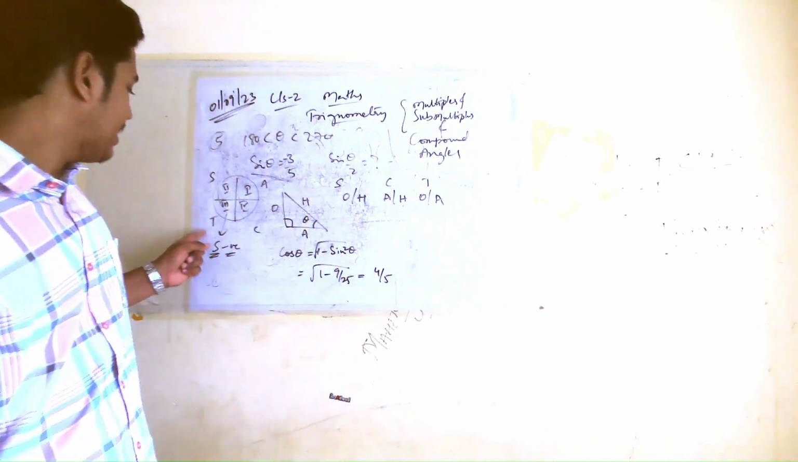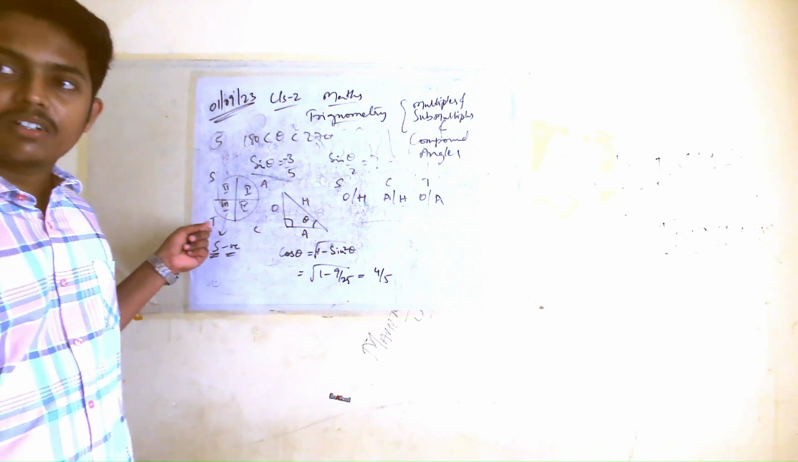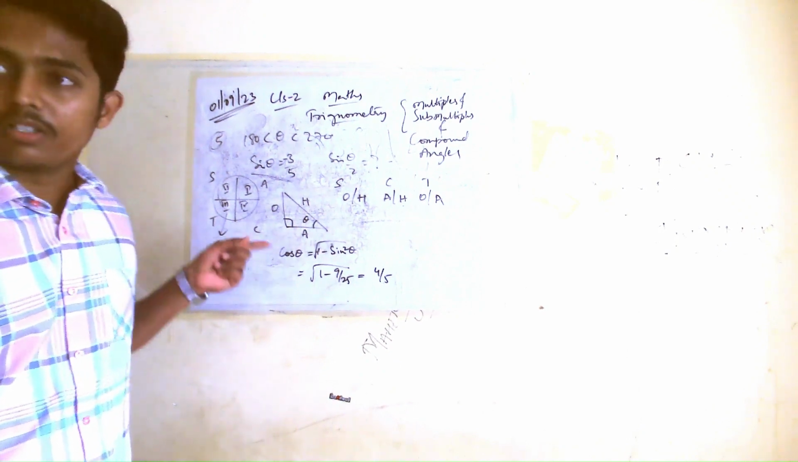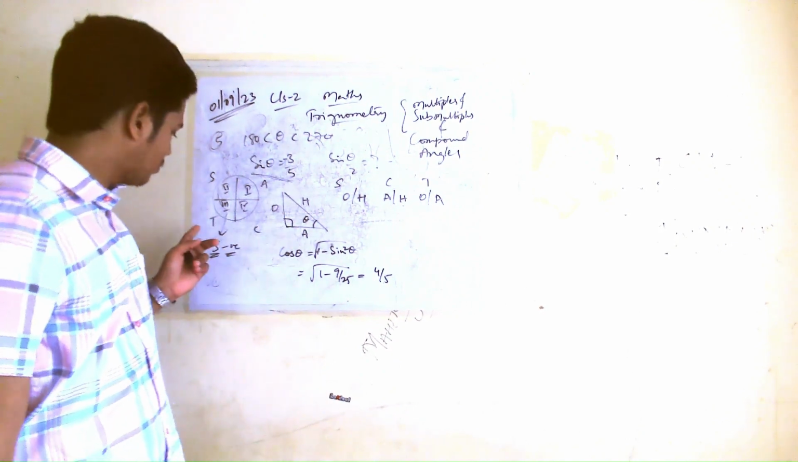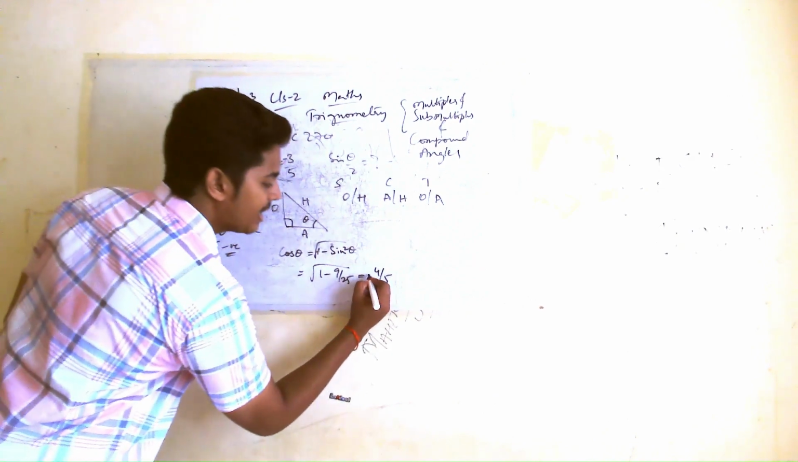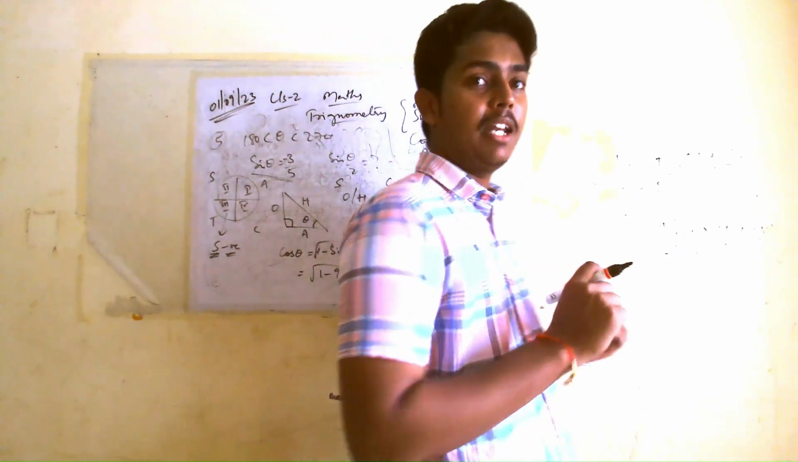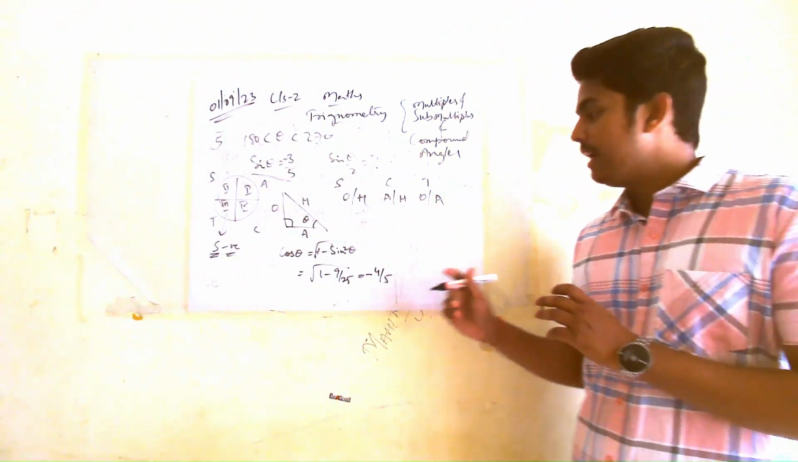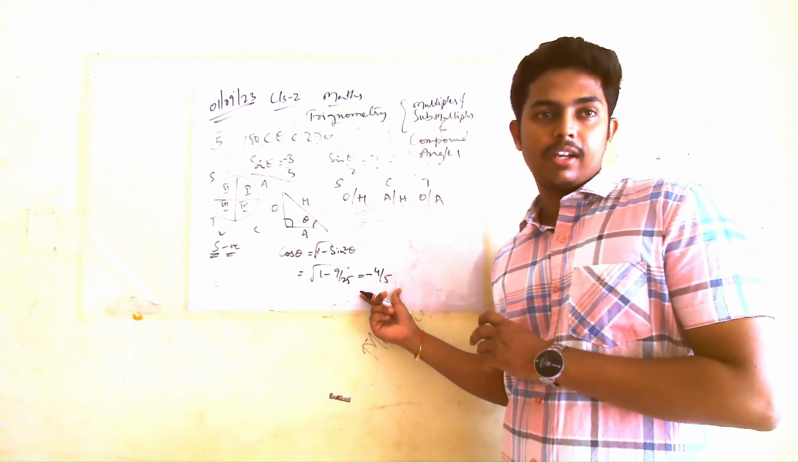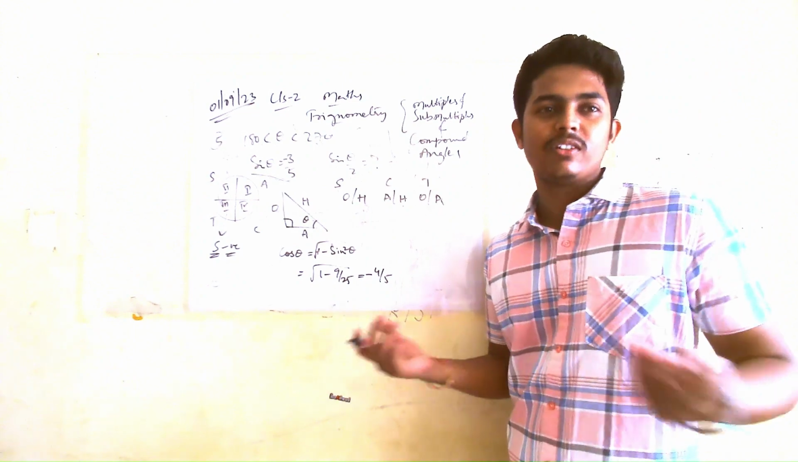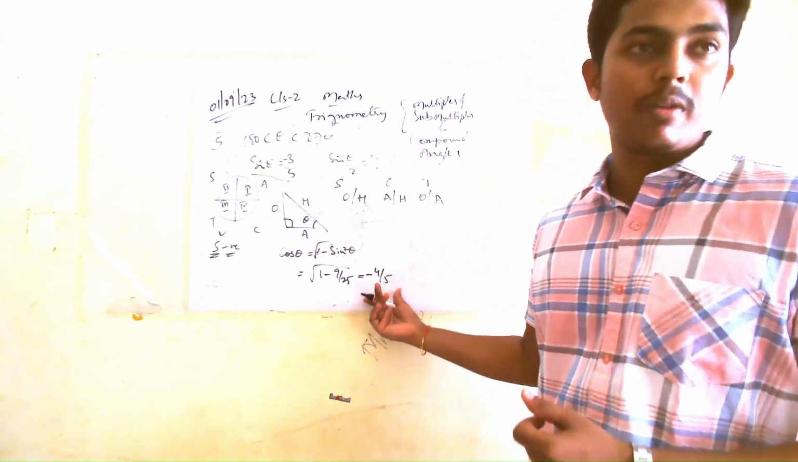Now in the third quadrant only tan and cot are positive, but sin and cos are negative, right? Sin is negative, so cos will also be negative. So take the negative value. Plus 4 by 5 is wrong. Students, please be careful here. Many of you will fail to write the minus 4 by 5. You will write plus 4 by 5 and the whole sum will be wrong. So it is minus 4 by 5.